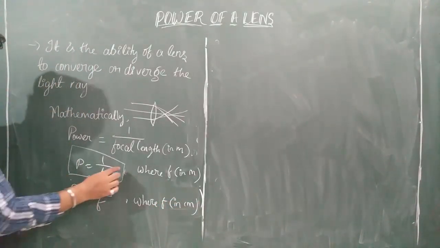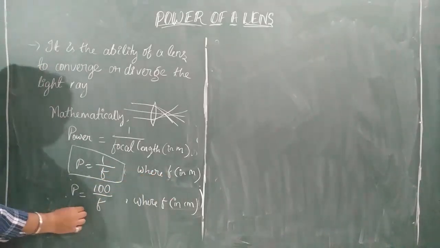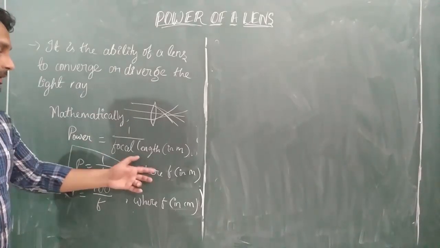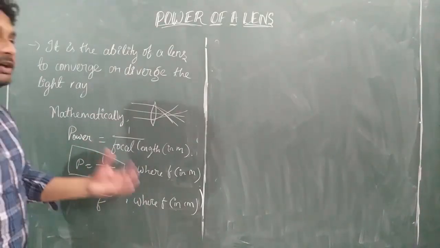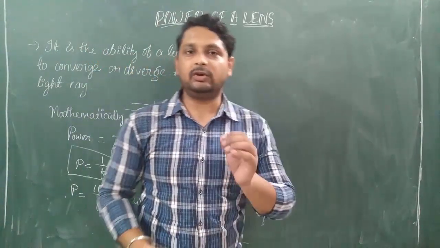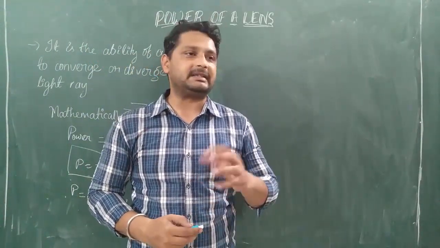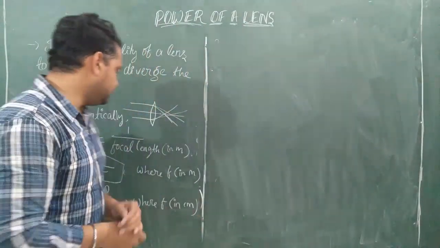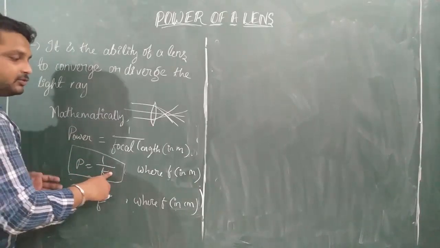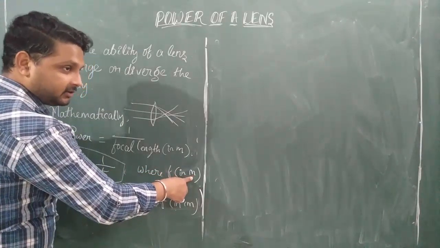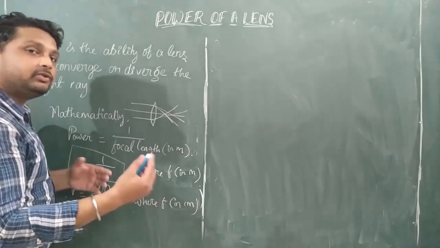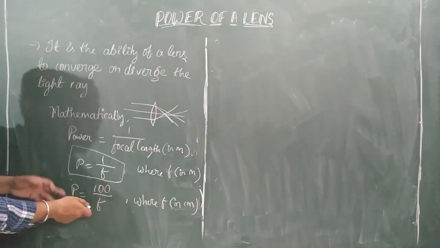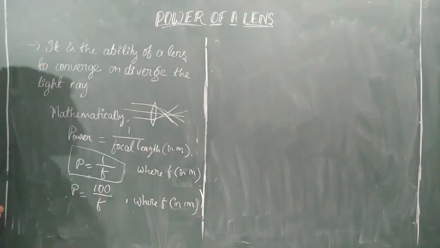This is the normal formula when F is in meter, and this is the formula when F is in centimeter. So two different formulas depend on the unit of the focal length. Don't get confused, because students often make mistakes while finding the power. The formula P equal to 1 by F can only be used when the focal length is in meter. If the focal length is given in centimeter, you can convert it into meter and then use this formula, or you can directly use the other formula.